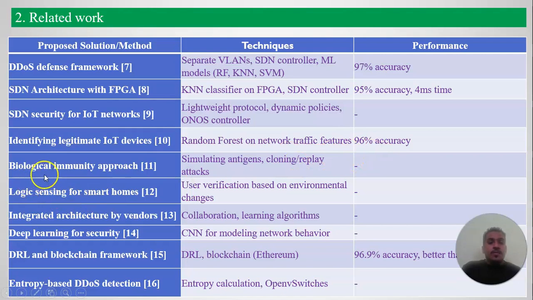By a biological immunity approach, simulating the ant colony relay attack. Logic sensing for smart home, using verification based on the environment change. Integrity architecture by the vendor. Deep learning security: he used the CNN learning algorithm for modeling network behavior.